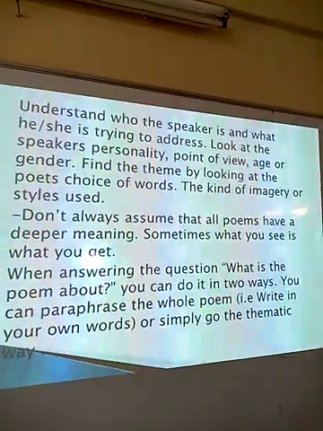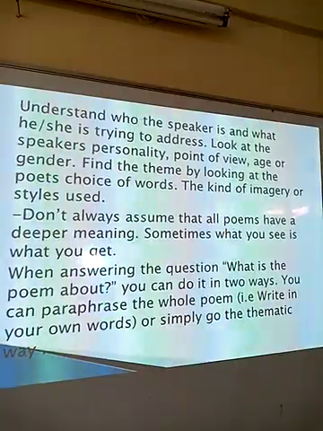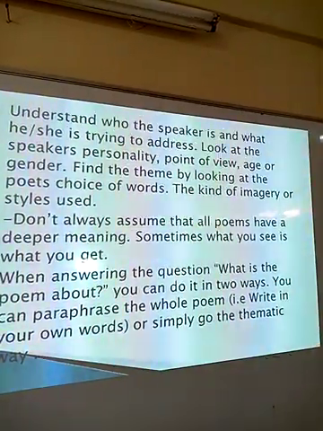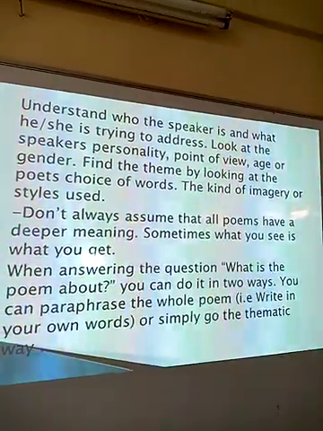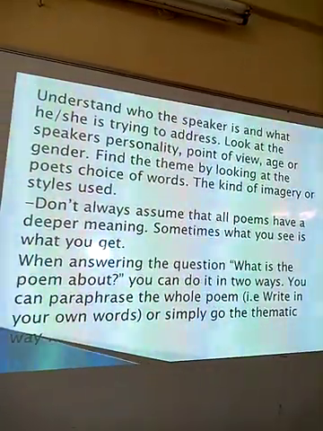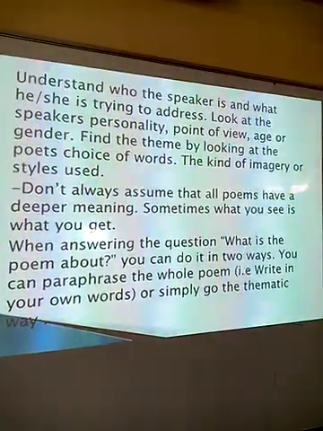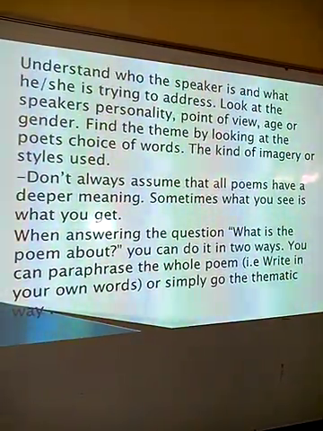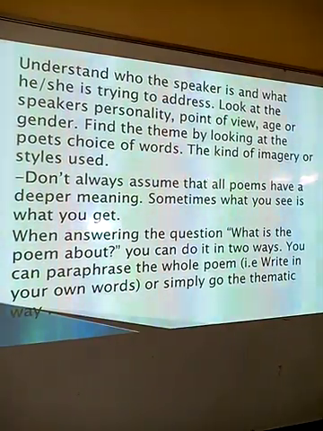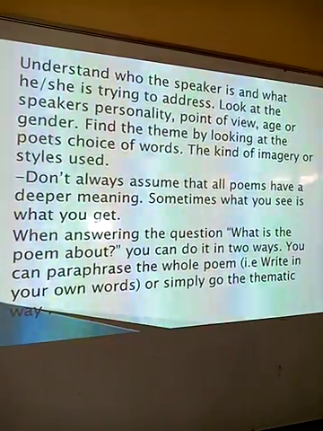into your own words. Then the second way in which you can do it, you can also go the thematic way, whereby you give the theme of the poem and then proceed to explain that theme in detail. So you can do the paraphrase way, or you can simply go the thematic way. Either way is still correct because you're still doing the same thing. So you can choose to use the one which is comfortable for you.